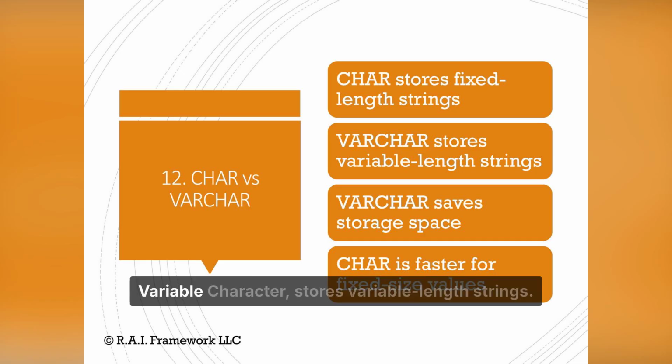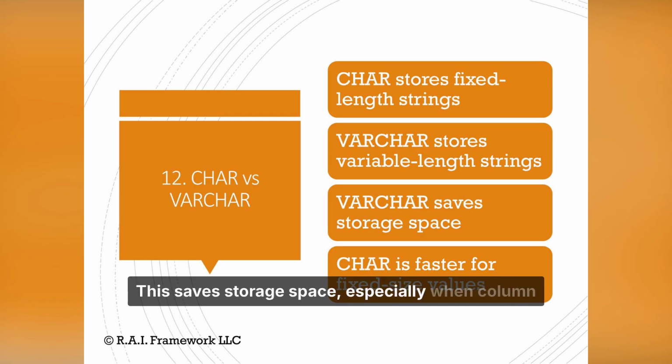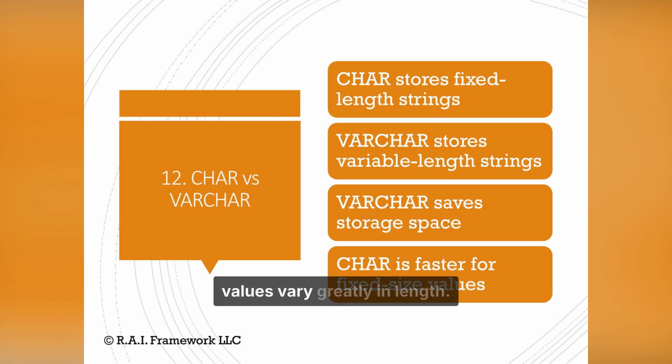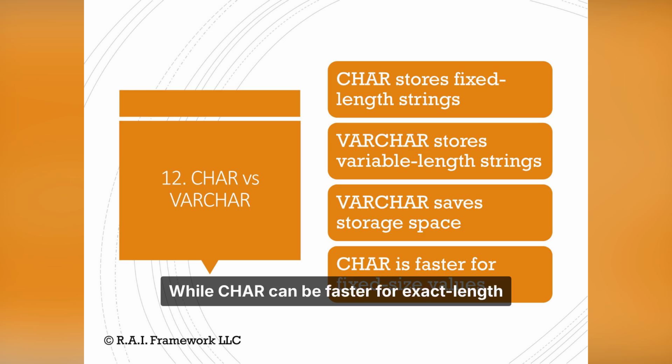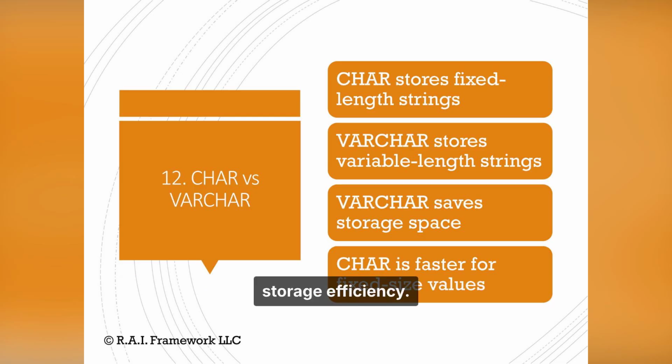This can be efficient for fixed size values because it offers faster access. Varchar, short for variable character, stores variable length strings. A varchar 10 will only use the storage space needed for the actual string length, plus a small overhead for length information. This saves storage space, especially when column values vary greatly in length. While char can be faster for exact length comparisons, varchar is generally preferred for its storage efficiency.